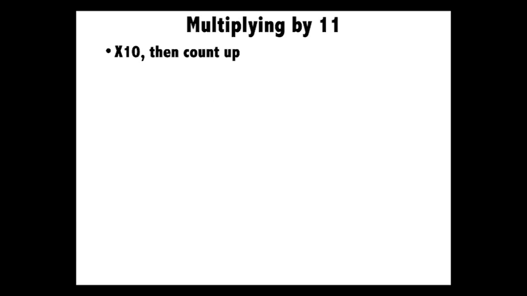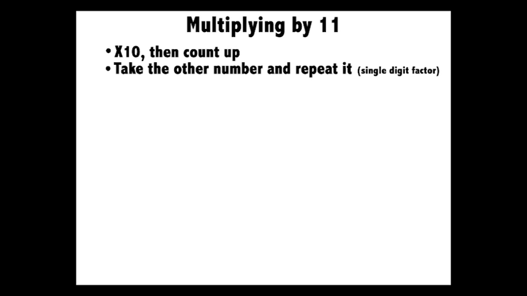Another trick to know when multiplying by 11 is to just take the other factor and repeat it. This works when the other factor you're multiplying by is a single-digit factor. Here's an example. Let's say I take 11 times 8. 11 times 8 is 88. I just take the other factor, which was an 8, and repeat it.